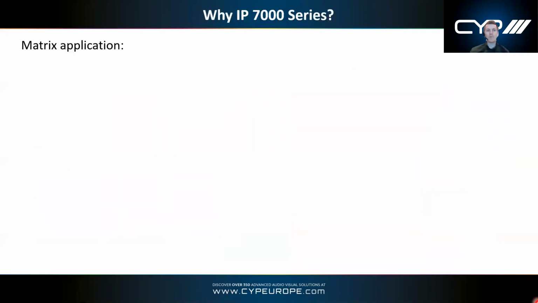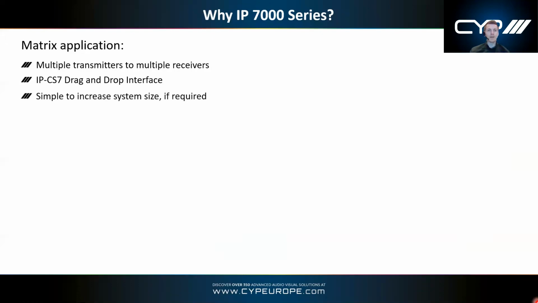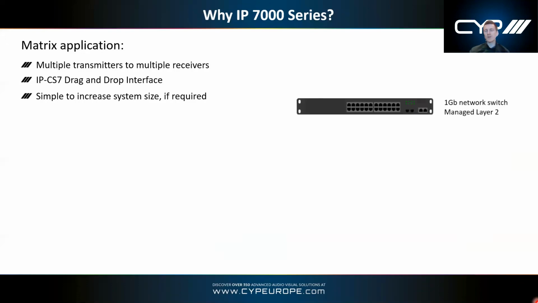Let's look at it in a simple matrix application. Of course, as with any matrix, multiple transmitters being sent to multiple receivers with that flexibility. You'd then be using our IPCS7 drag and drop interface for simple control. And then it's simple to increase the system size if required, as we've discussed. So essentially, you've got a 1 gig network switch. These should be either a layer 3 switch or a managed layer 2 switch.